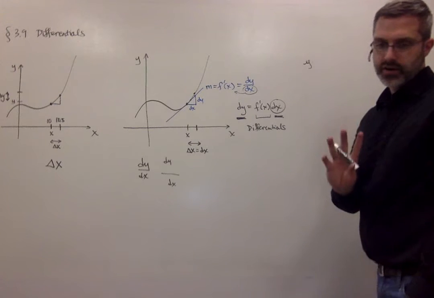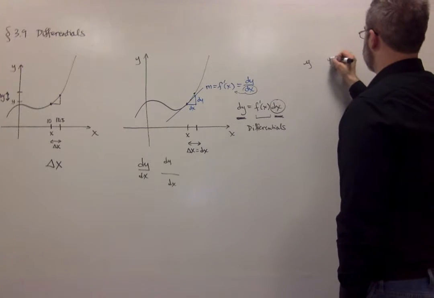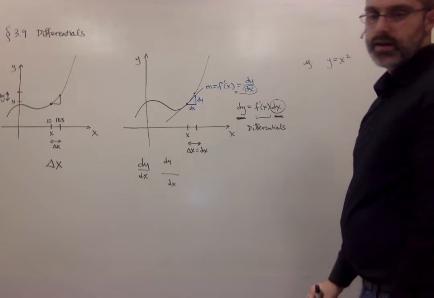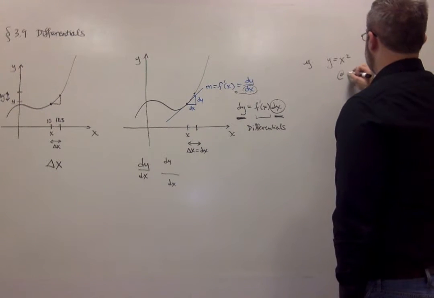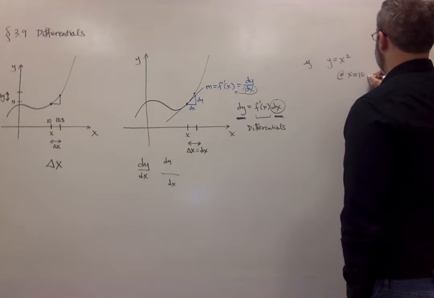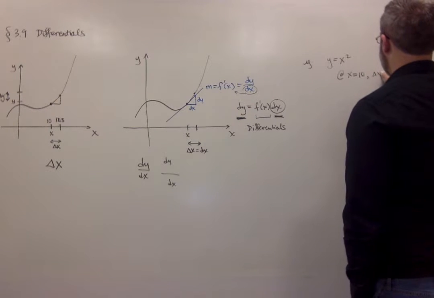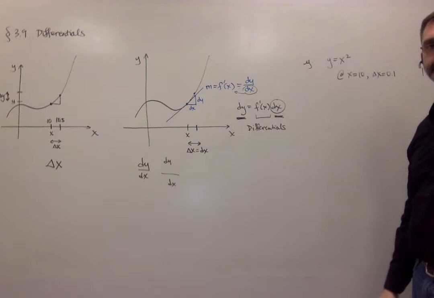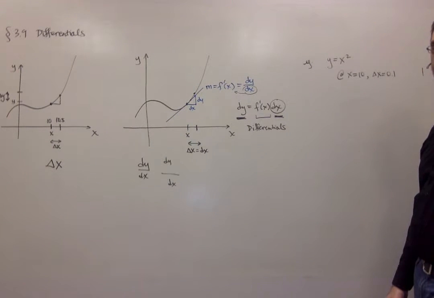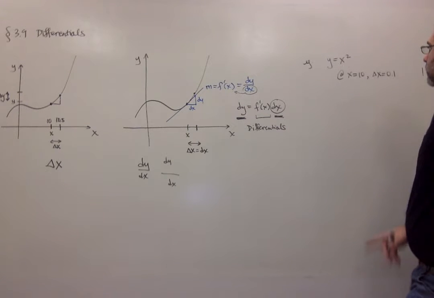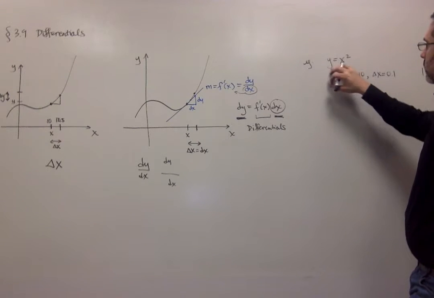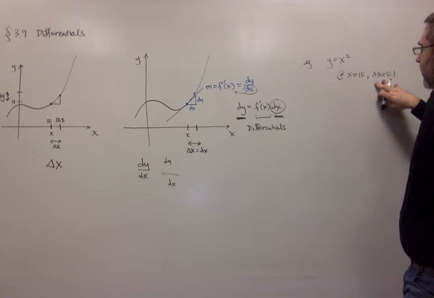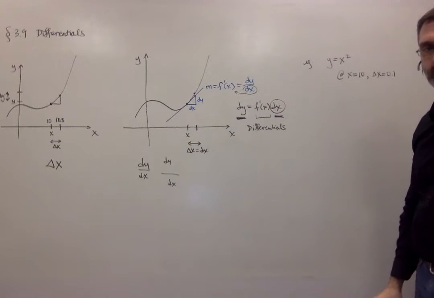Okay, so let's first start with a general function. Let's take the function y equals x squared at x equals 10. And let's assume that our error is 0.1. Okay, so my delta x is 0.1. And I want to know how far off y will be if I have an error of 0.1 in x, how much error am I getting in y?